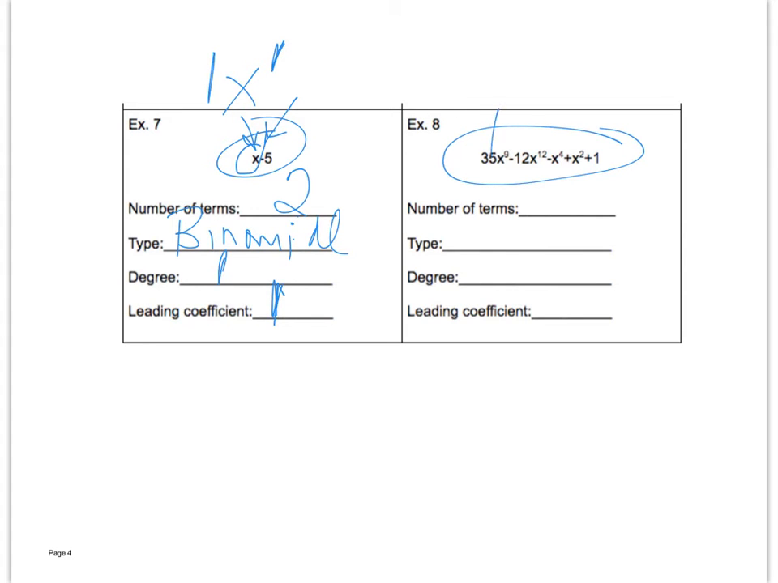This chunk right here has 1, 2, 3, 4, 5 terms. There's 5 pieces that are added or subtracted. So because it's so big, I guess it could be a pentanomial, but nobody says that. Everybody just says polynomial.